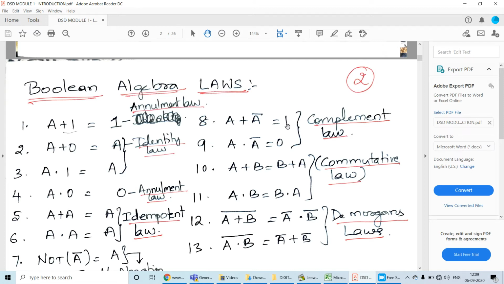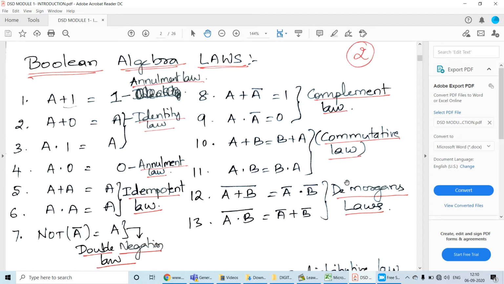Eighth law. A plus A bar equals 1. A into A bar equals 0. Think A equals 0. 0 plus 0 bar is 1, so 0 plus 1 is 1. Think A equals 1. 1 plus 1 bar is 0, so 1 plus 0 equals 1. Similarly, 0 into A bar: 0 bar is 1, so 0 into 1 is 0. Think A is 1. 1 into 1 bar is 0, 1 into 0 is 0. Therefore this becomes the complement law.